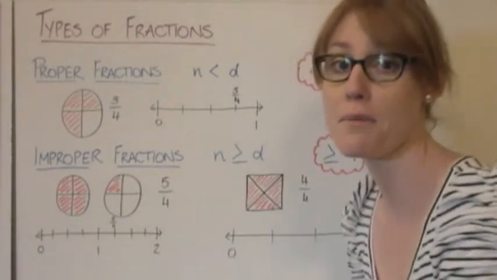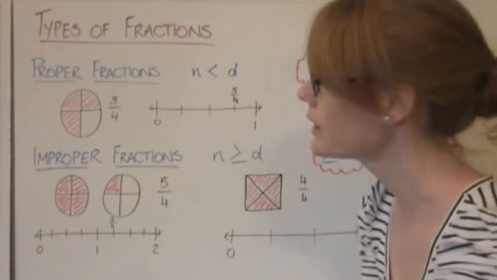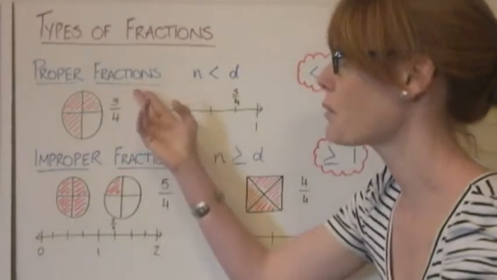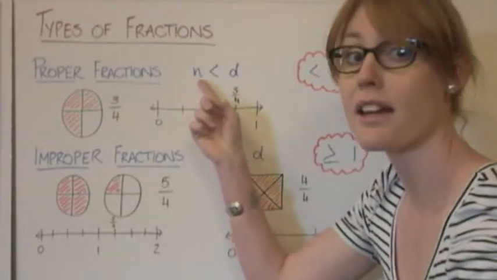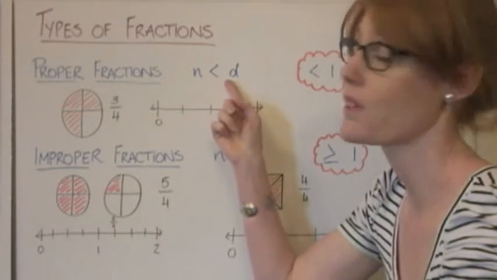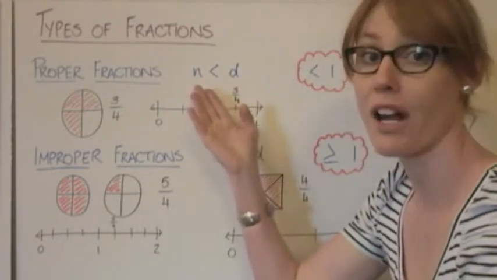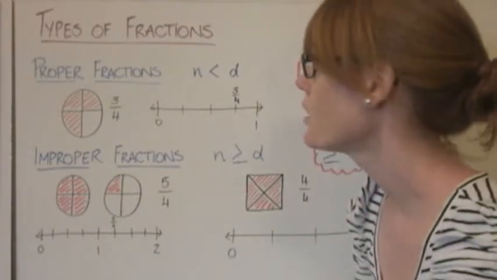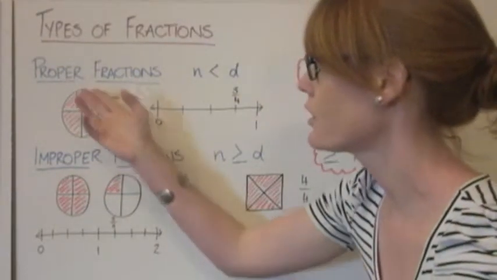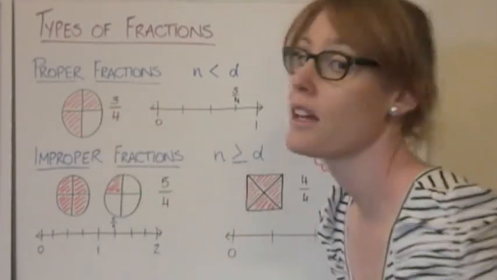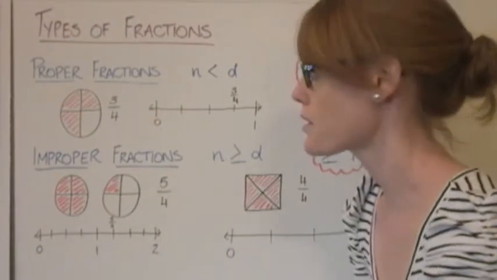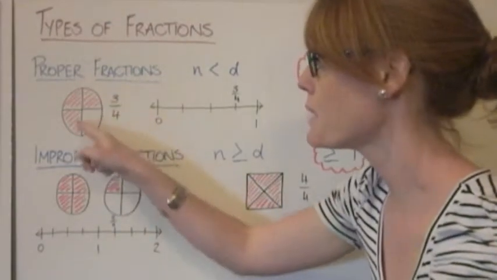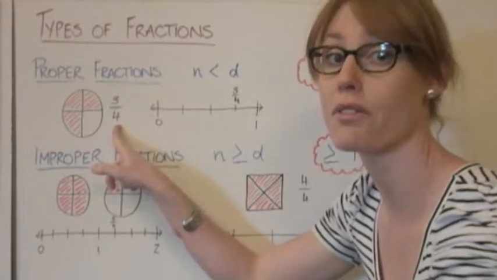So there are different types of fractions that you need to be aware of. The most common type of fraction is a proper fraction. In a proper fraction, the numerator is less than the denominator. And because of this, proper fractions will always be less than 1. As an example, we have a fraction here and a model that demonstrates 3/4. We have 3 pieces shaded in out of 4 pieces total, so we have 3/4.